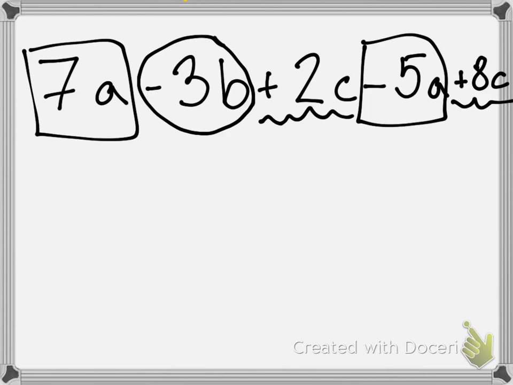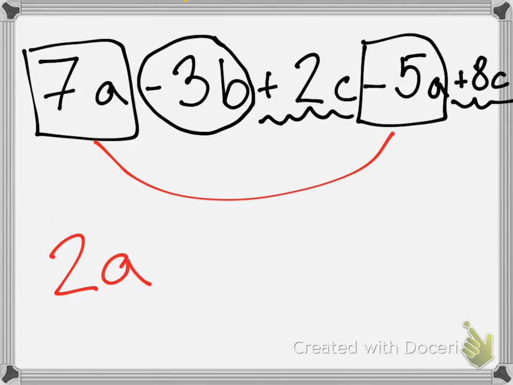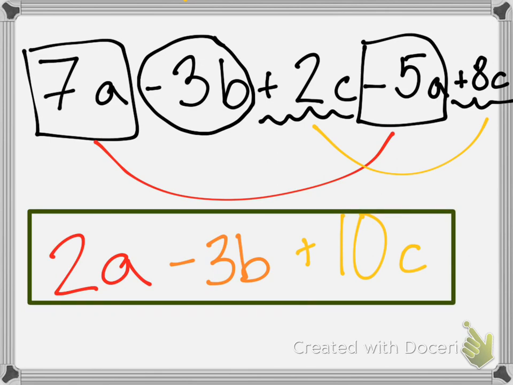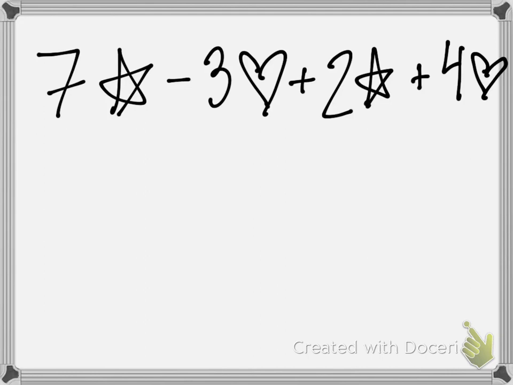So in this case, 7a minus 5a becomes 2a. Then we have minus 3b. There's nothing else we can combine it with. It's the only one in the circle. Minus 3b. And then lastly, we have 2c plus 8c, which we get 10c. Just like our previous example, we don't know what the variables stand for. We don't have numbers. So our answer is the simple expression.